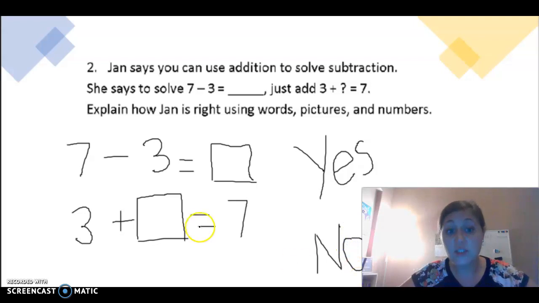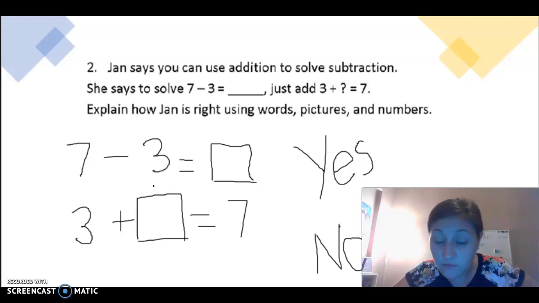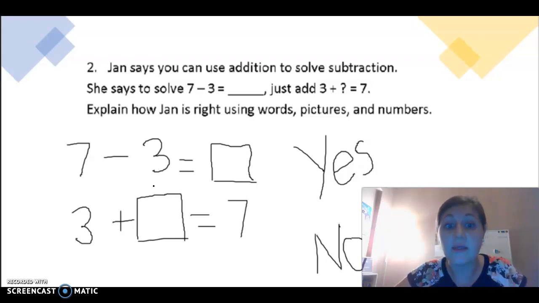So you must do two things here. First, you need to solve both of those and figure out, does that work? Can I use both? Can that help me solve subtraction? Then you need to tell me, yes, she is correct, or no, she is not. Because on your test, that's part of your points. You have to be able to tell me, yes, she is right, or no, she is not.